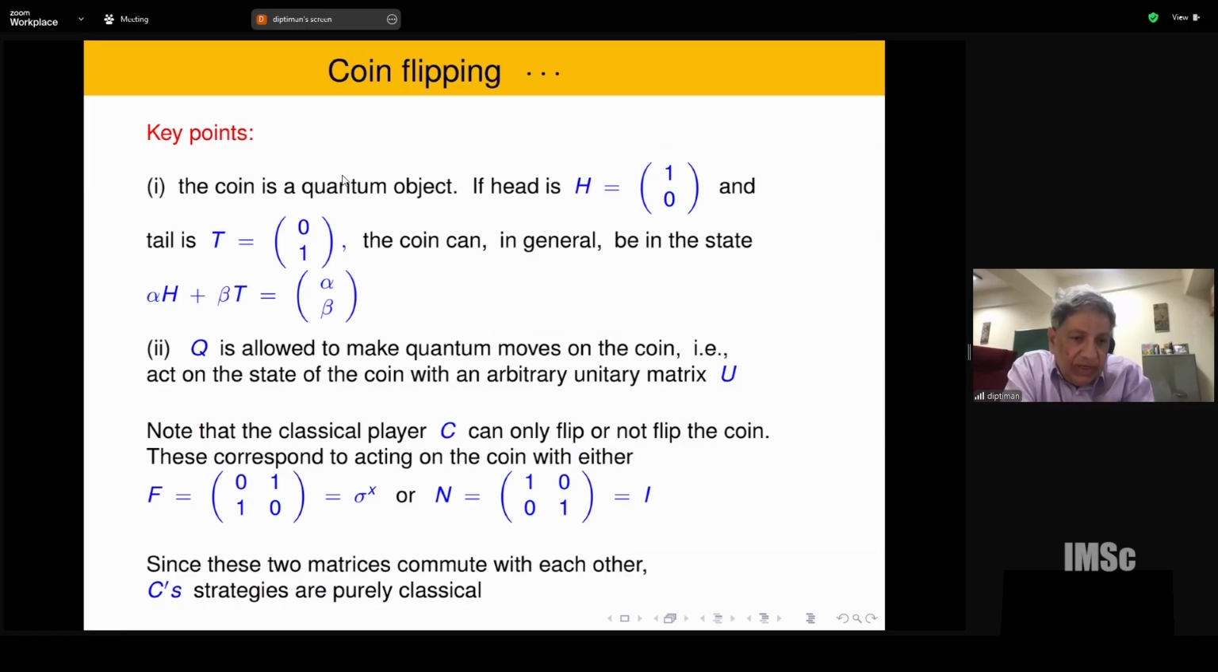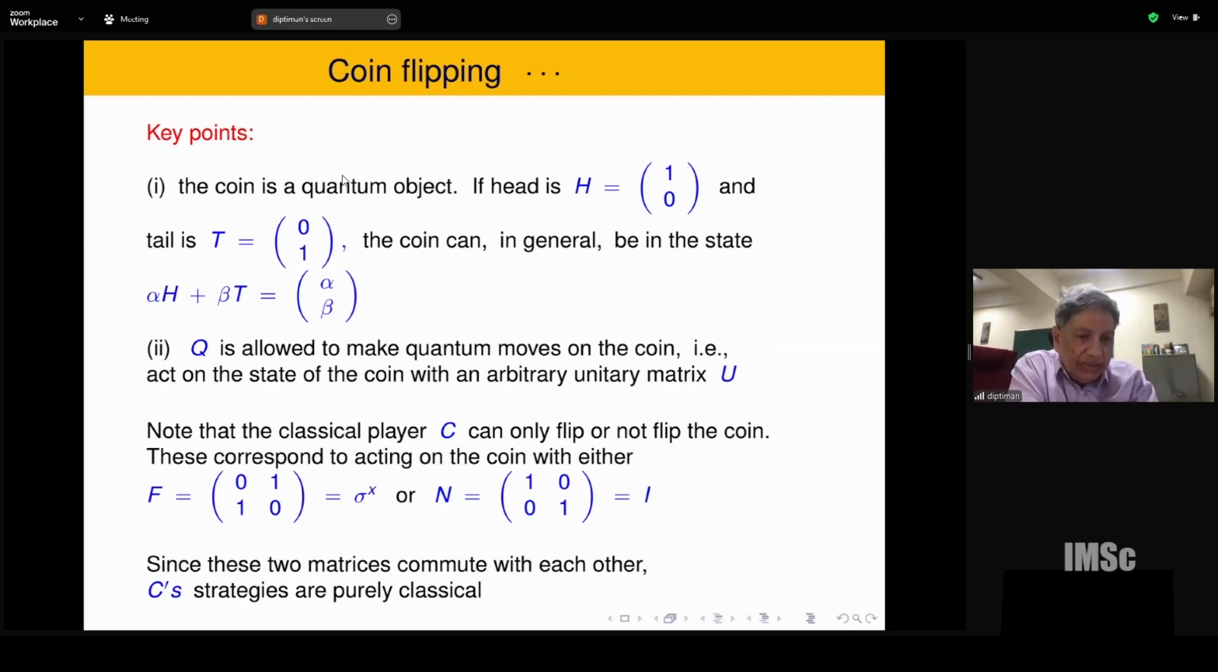It's easy to see that when F acts on (1, 0), it turns it into (0, 1), and if it acts on (0, 1), it turns it into (1, 0). So F is the flip operation. It changes head to tail or vice versa. Whereas N stands for not flip. So it just keeps the coin as it is.